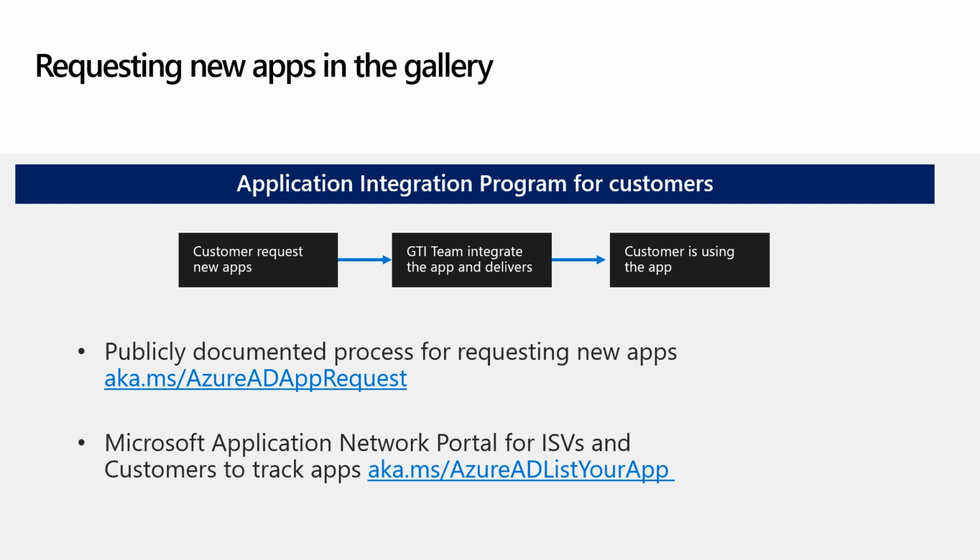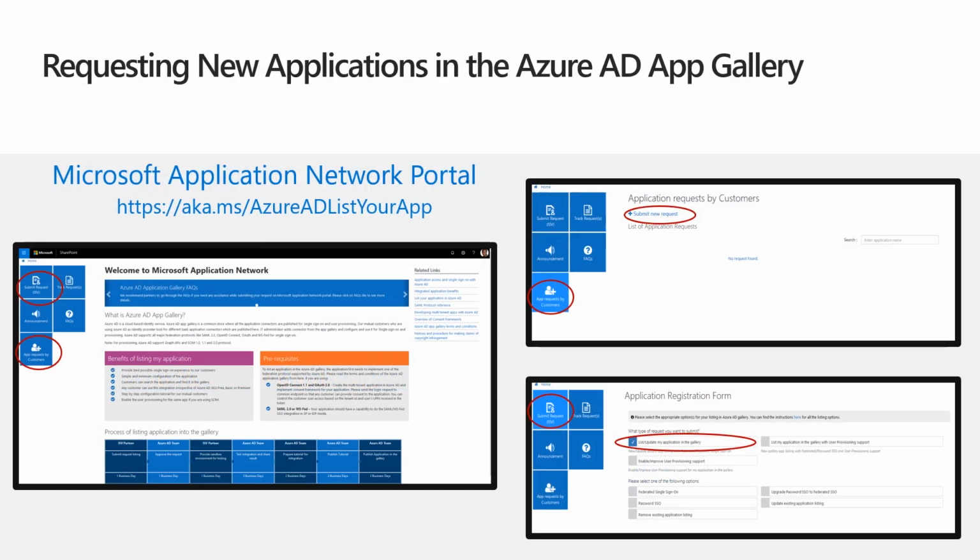aka.ms/AzureADAppRequest, and we use the Microsoft Application Network portal for ISVs and customers, where you can submit and track this request. The short URL for that is aka.ms/AzureADListYourApp. The Microsoft Application Network portal experience looks like this, where once you log in to the portal, you as a customer can click on the link, say submit request by customers, and submit a new request over here. Remember to please provide us your partner or vendor related information so that we can work closely with them and get them added into the app gallery.